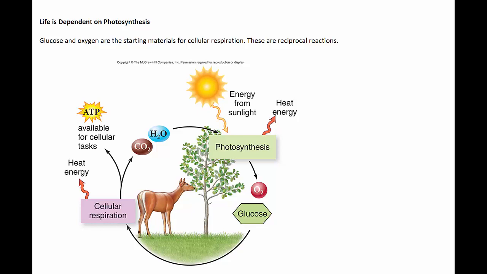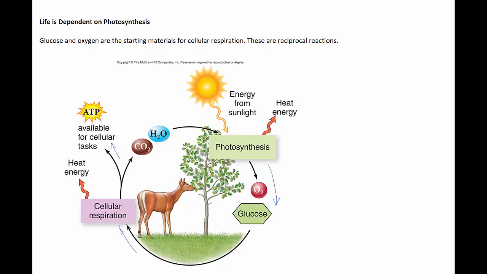So for example, through photosynthesis, oxygen and glucose are produced as products. Organisms then consume the glucose through eating photosynthetic organisms and breathe in the oxygen. They then use glucose and oxygen to produce energy in the form of ATP through cellular respiration.